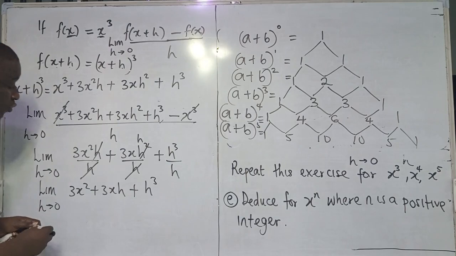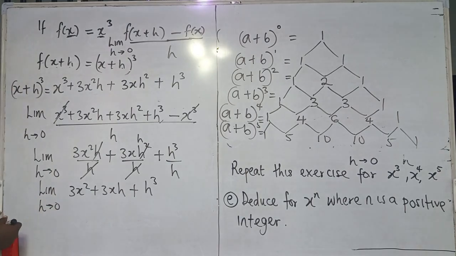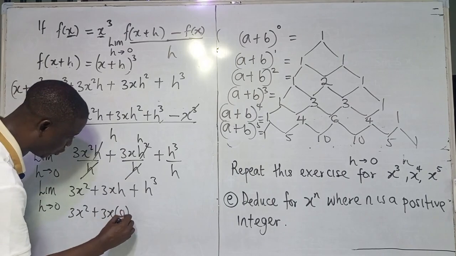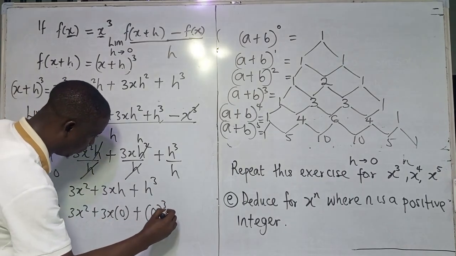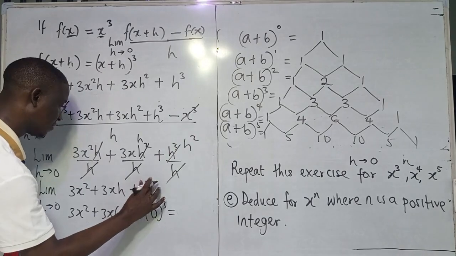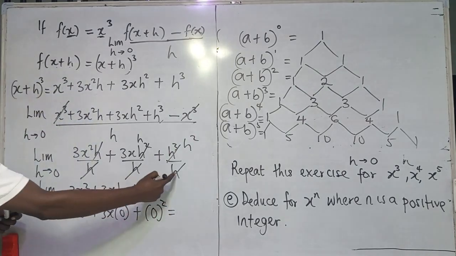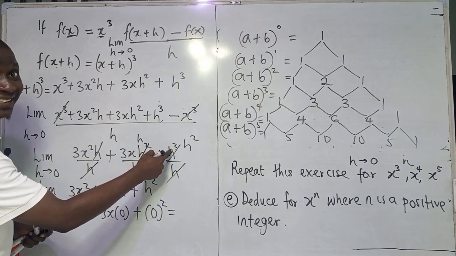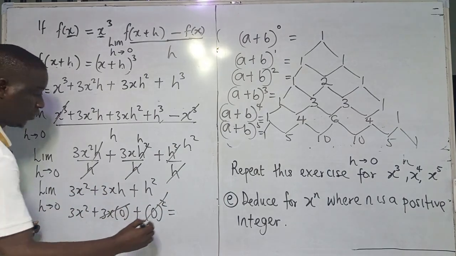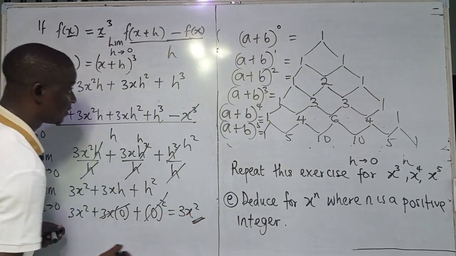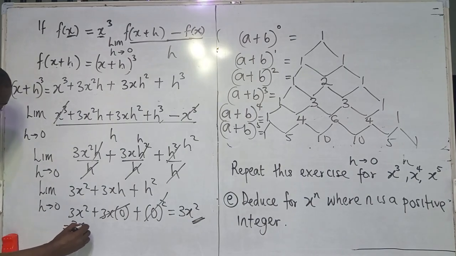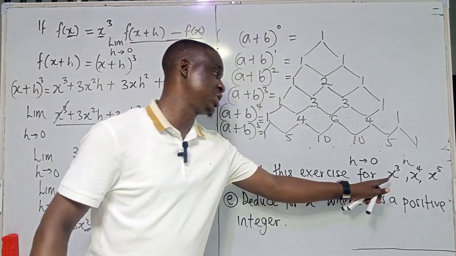Now, we're going to substitute h equal to 0 into this equation. If we substitute h equal to 0, I would have 3s square plus 3s into 0 plus 0 square. This will be 0. So the answer is what? So our answer to that question now is equal to 3s square, for s cube.